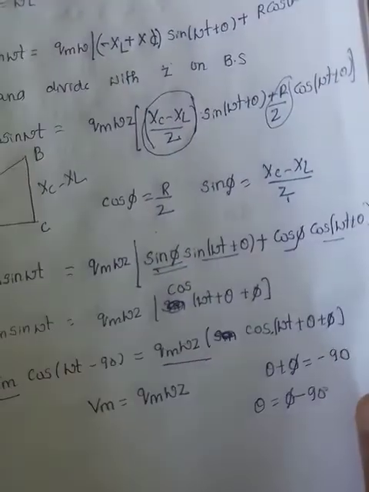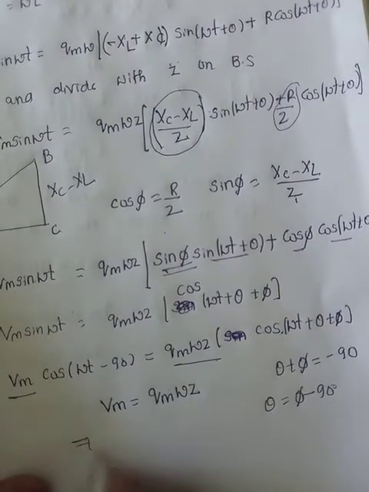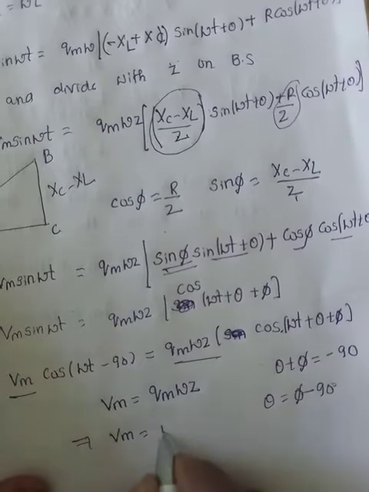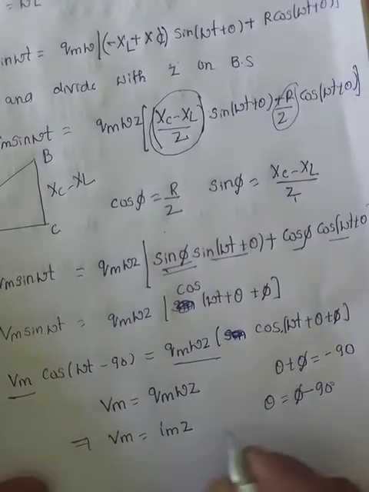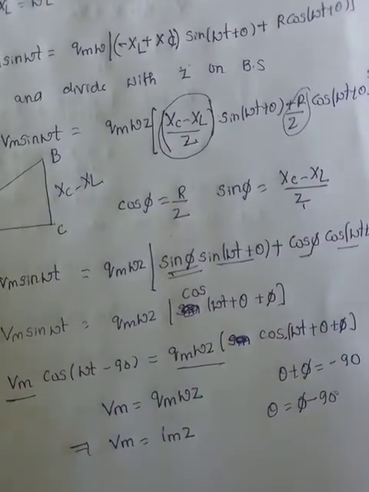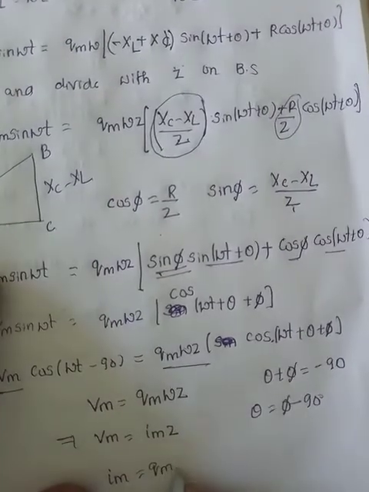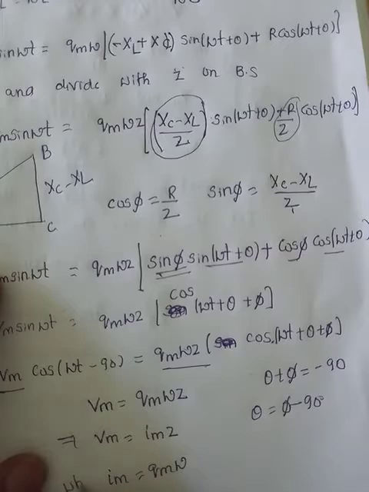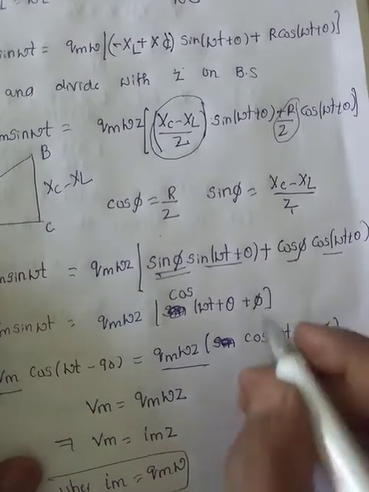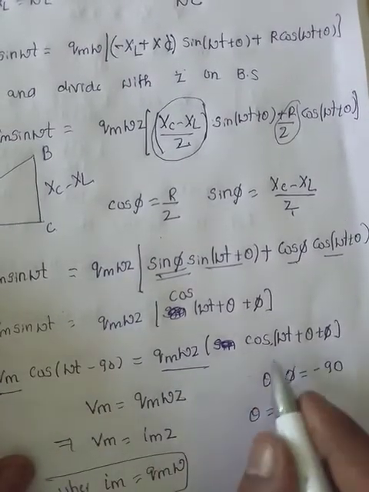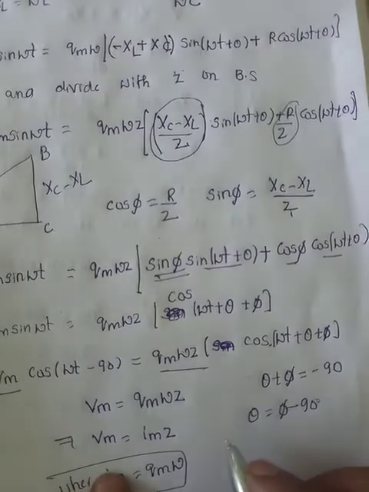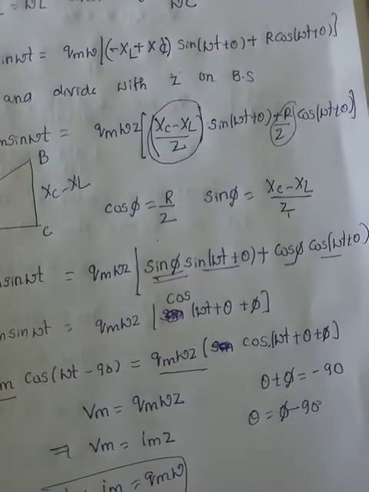So I am writing this as Vm is equal to Im into Z, where Im is equal to Qm into omega. So comparing these two equations on both sides, we got the results: Vm is equal to Im into Z, and theta is equal to phi minus 90.